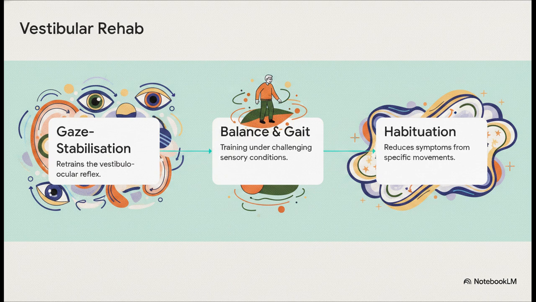It's built on these three solid, evidence-based pillars. You've got gaze stabilization, which retrains that vestibulo-ocular reflex. Then there's balance and gait training, usually under tricky sensory conditions to really improve stability. And finally, habituation exercises, which help dial down the symptoms that get provoked by certain movements.